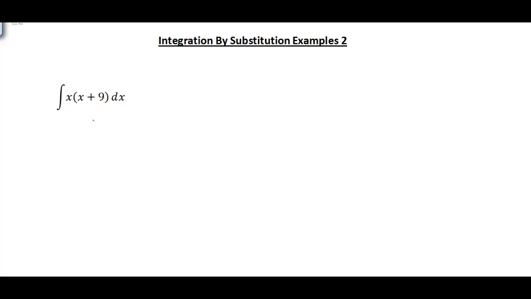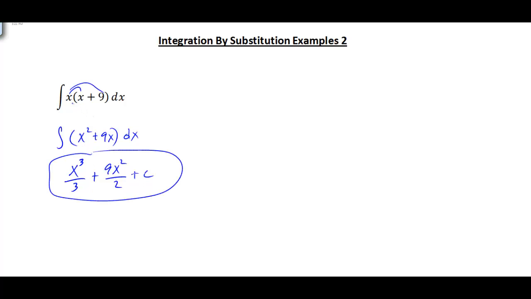So be very careful. Sometimes you'll come across a problem and you'll try to force this u substitution, but we could certainly just rewrite this problem by using the distributive property. We can distribute the x and we would get x squared plus 9x, and it just becomes a very basic integration problem, and we would get x cubed over 3 plus 9x squared divided by 2 plus c. Alright, so there's your answer, x cubed over 3 plus 9x squared over 2 plus c, and there's our integral. And again, that was simply by distributing.